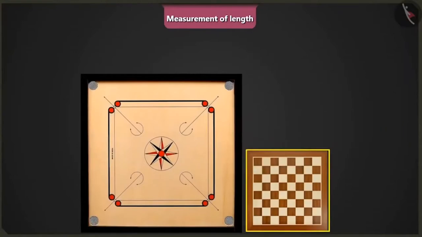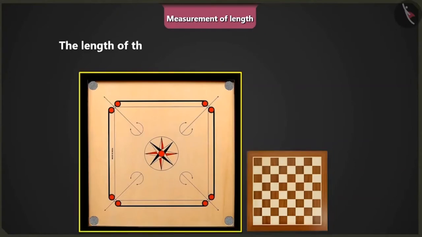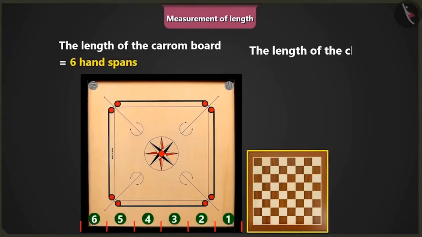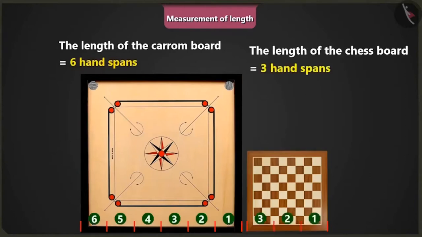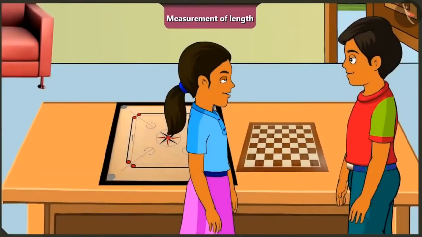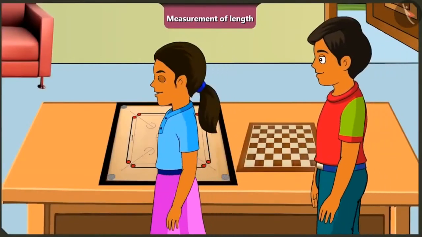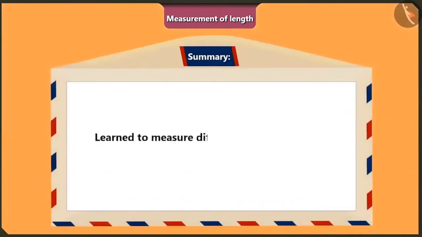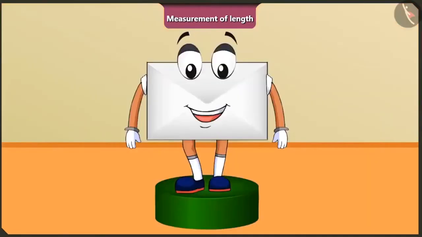The length of this chess board seems to be half of the carom board. The length of the carom board is equal to 6 hand spans. So the chess board would be 3 hand spans long. Oh wow, absolutely correct. Children, in this video we saw some interesting examples of measuring different things using different units of measurement of length. In the next video, we will learn some interesting facts about measurement of length.